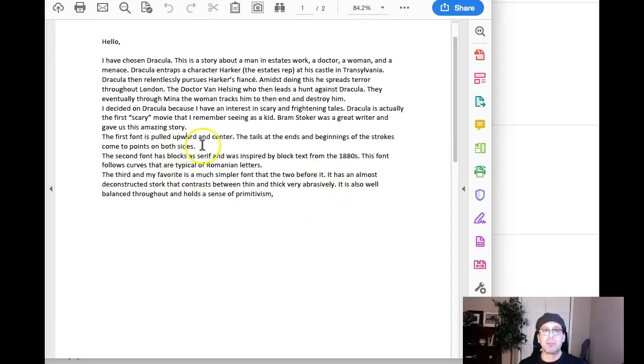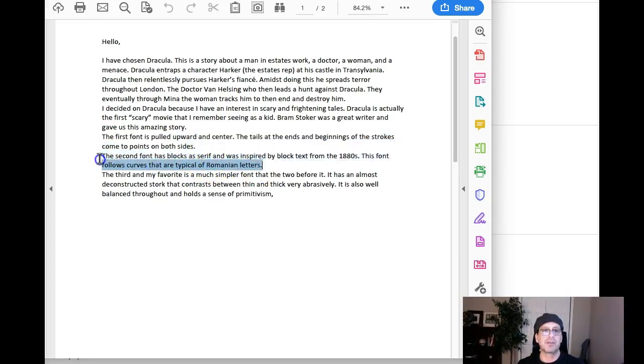I really want you to describe it, because for example, you say the first font is pulled upwards in the center, the tails at the end, the beginning, and the strokes come to a point on both sides. Why? Why is that relevant to the story? What is that saying? What have you borrowed from the story in order to come up with that kind of conceptual development? So in other words, what is the tie between that decision and the story itself?